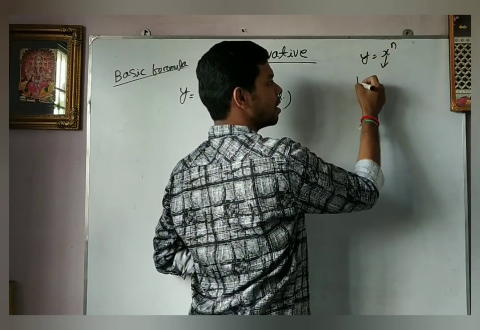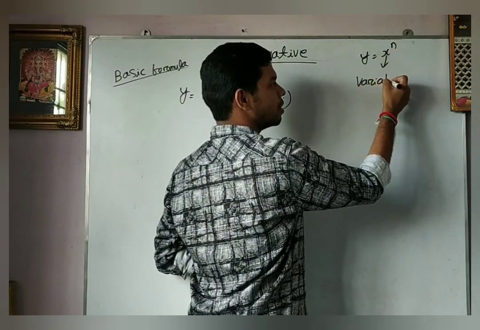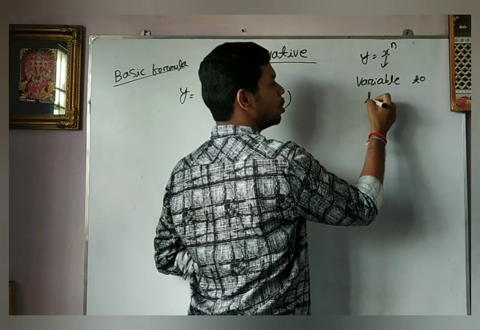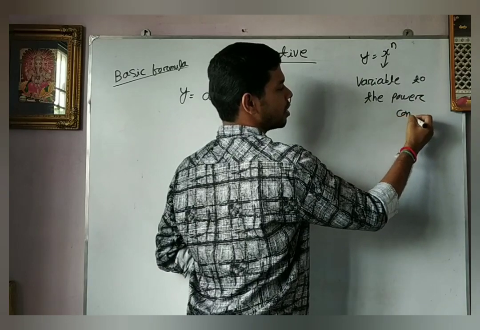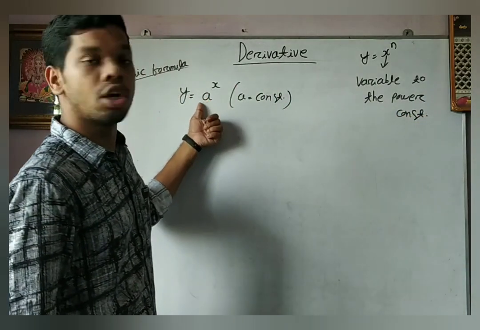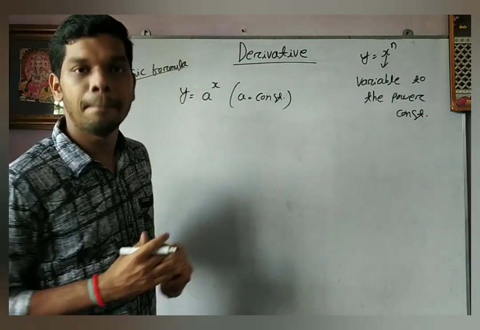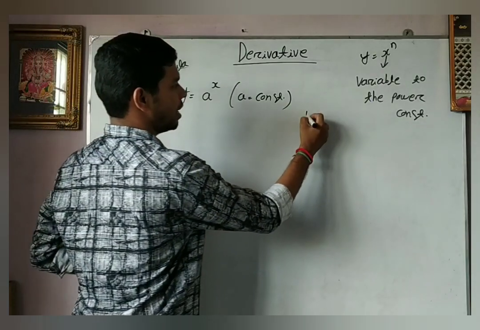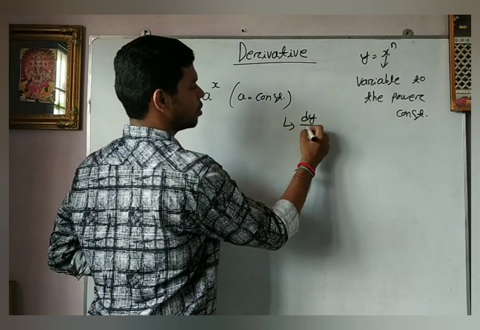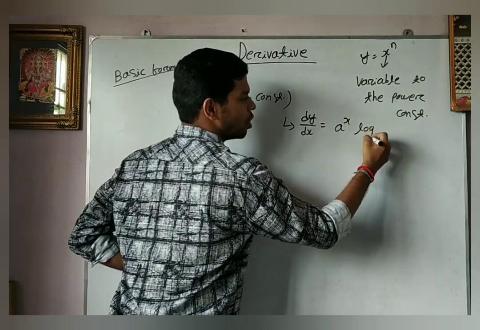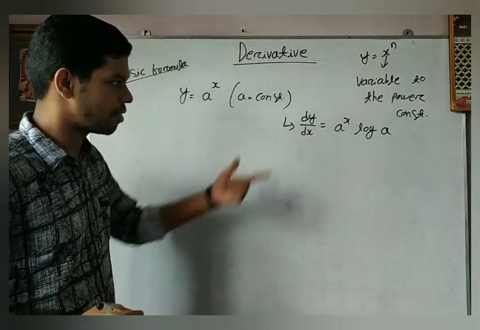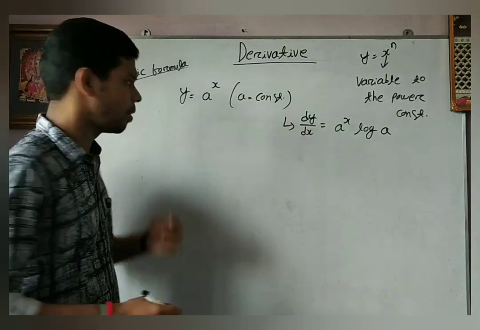This is variable to the power constant. It is constant to the power variable, and dy by dx equal to a to the power x into log a. This is the formula, or you can write log.